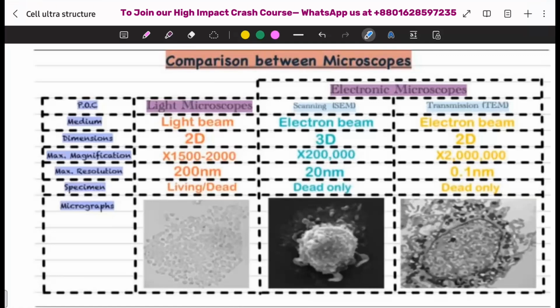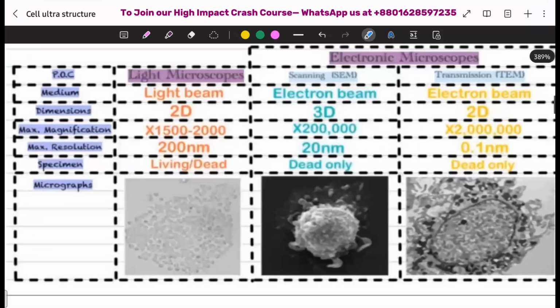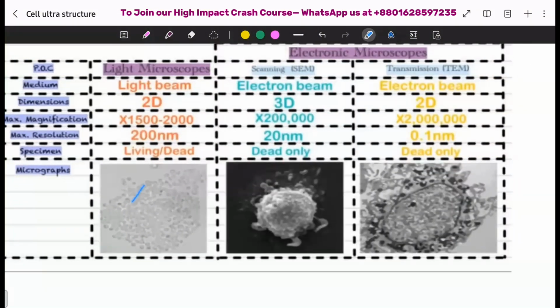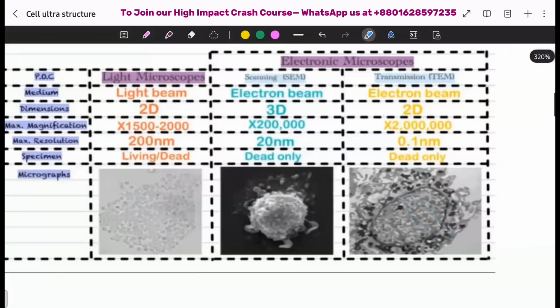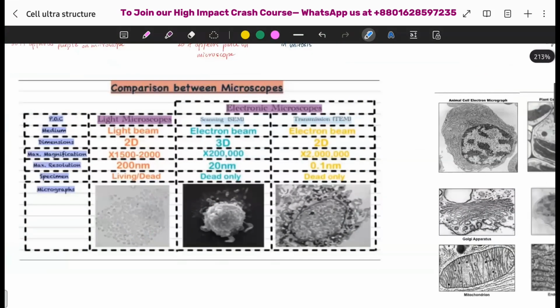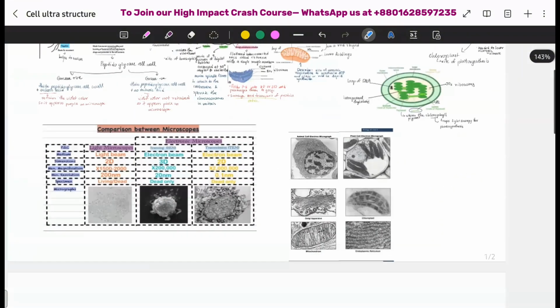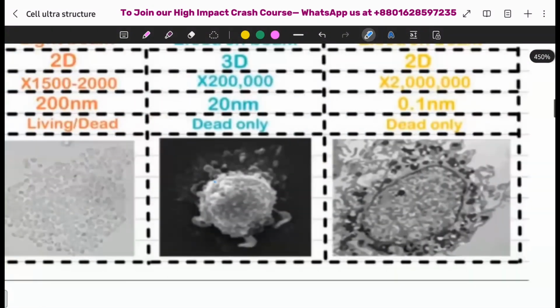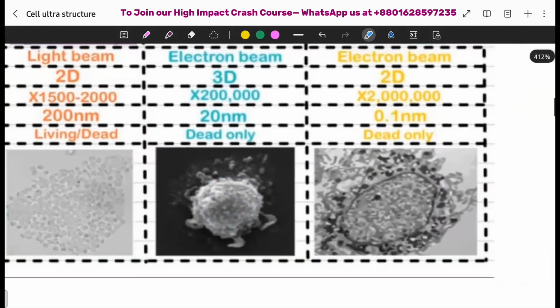And here we are given the images. The image that we see from a microscope is called a micrograph. So this is how we would see for light and electron and transmission. For scanning, one more thing is that we can see the surface of a structure, okay? For scanning electron microscope, we can see the surface of a structure, but for transmission, we can see the inner structure, not the surface, but the inner structure.